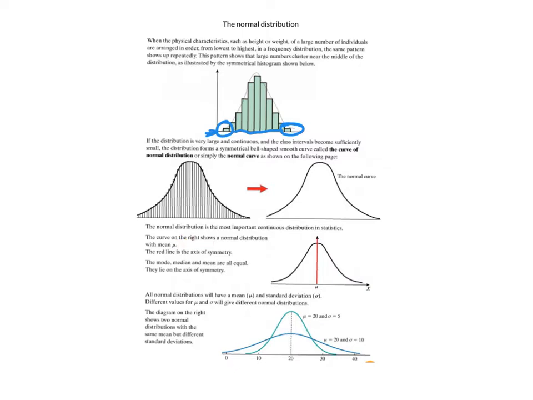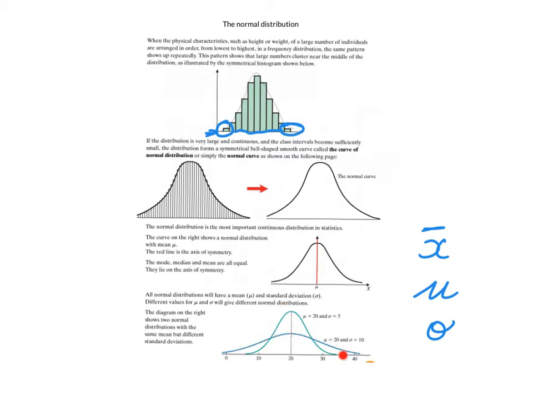The curve on the right shows the normal distribution with the mean, and the mean is represented by this symbol here. Previously we spoke about the mean of a sample, which is x bar. But the mean of a population, which is what we're talking about here, is given by this symbol, which is pronounced mu. All normal distributions have a mean, mu, and a standard deviation. The symbol for standard deviation is sigma. Different values for mu and sigma will give different normal distributions.